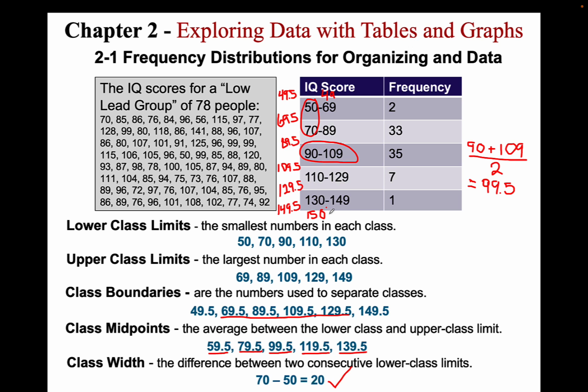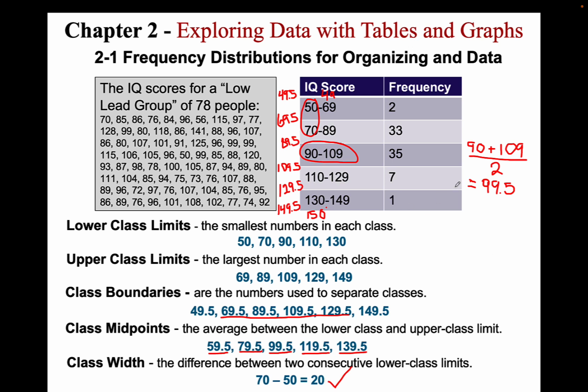So it doesn't matter which 2 you choose. 130 minus 110, you'll get 20. 110 minus 90, you'll get 20. And that is a requirement because when we turn this graph into a histogram, we want the bars to have the same width. So this here is a class width of 20.